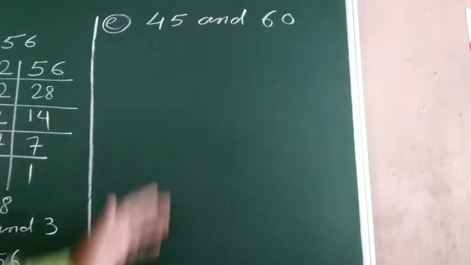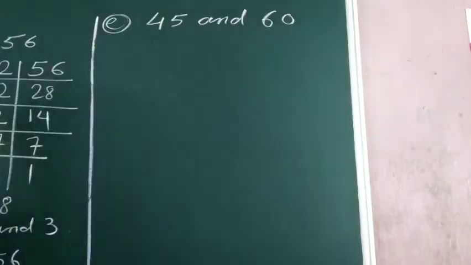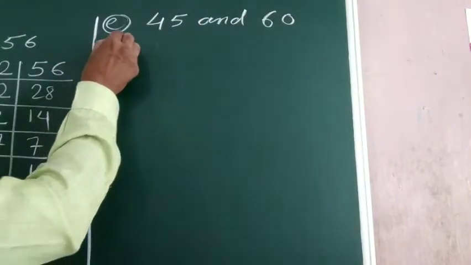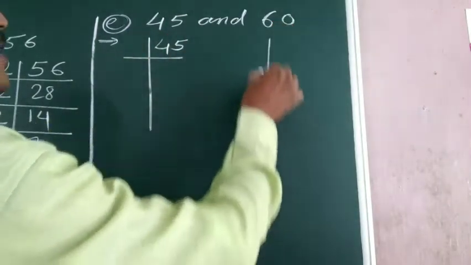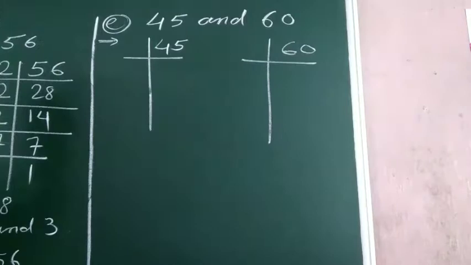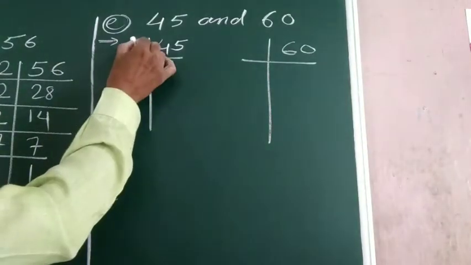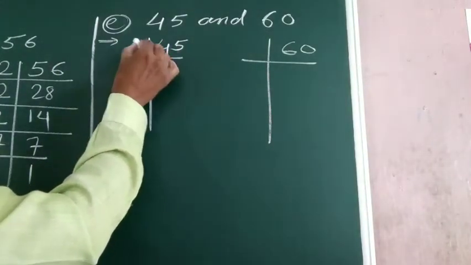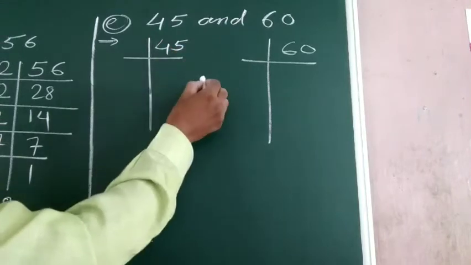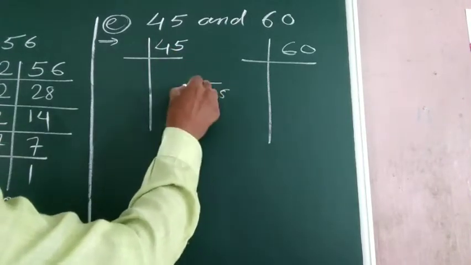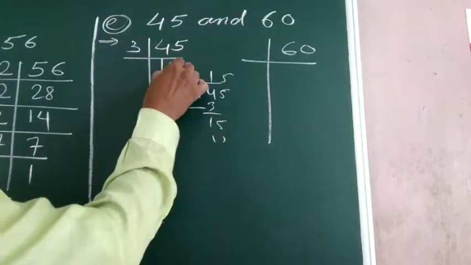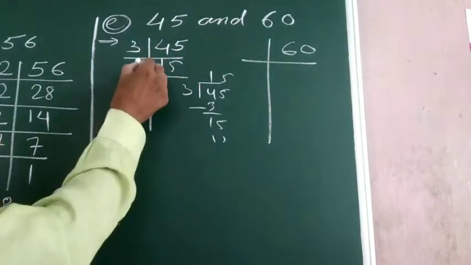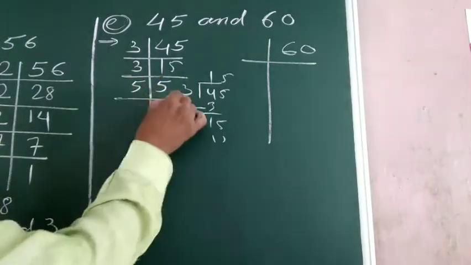Next example: LCM of 45 and 60. First of all, find the prime factors of 45, then 60. 45 cannot be divided by 2, so we will try with 3. 3 1s are 3 and 3 5s are 15. So it is 15. Now 3, it is 5, 5 and 1.